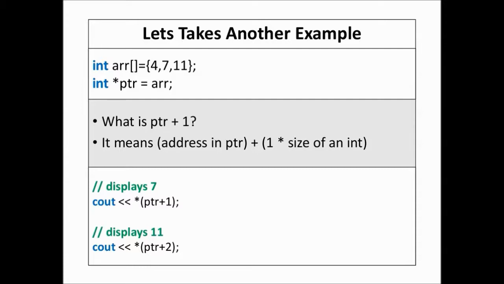So what is the ptr plus 1 value? When we write cout *(ptr + 1), then it displays the value of the array[1] element, and the value of that element is 7. If we write *(ptr + 2), then it gives us the value of the third element of the array, that is 11.